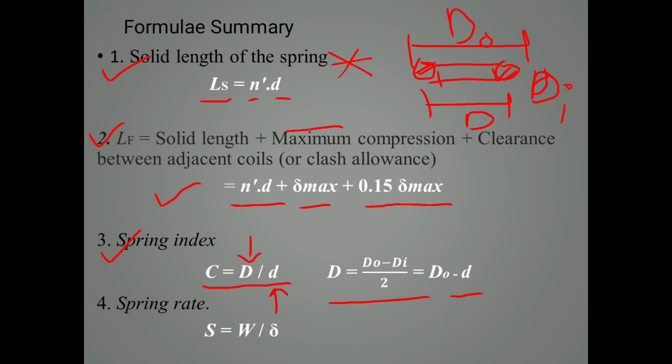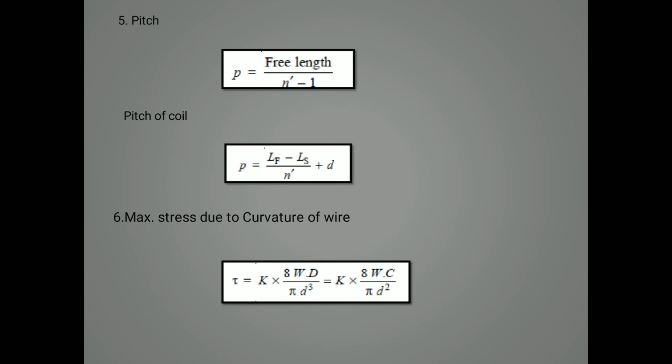So here you can see the spring rate, that is capital S, is nothing but W upon delta, also called the spring rate. So next, pitch, that is small p, is equal to free length upon N dash minus 1. Pitch of the coil is also calculated. p is equal to (Lf minus Ls) upon N dash, plus wire diameter small d.